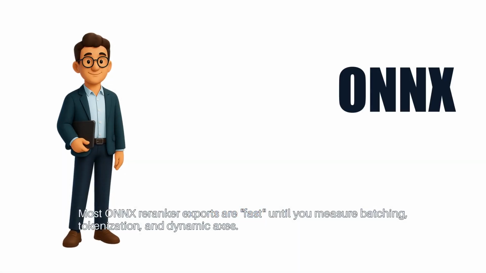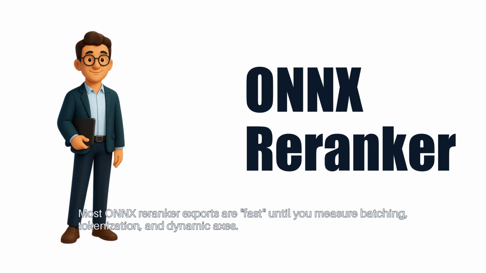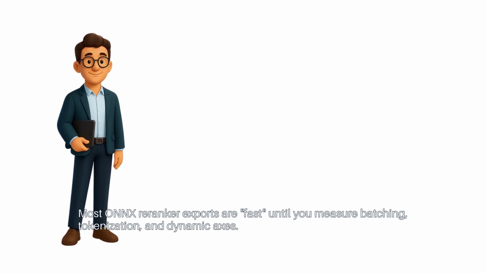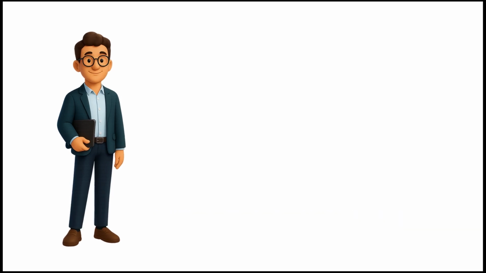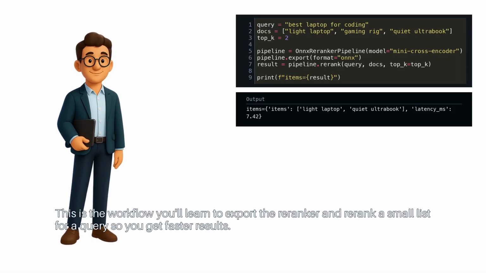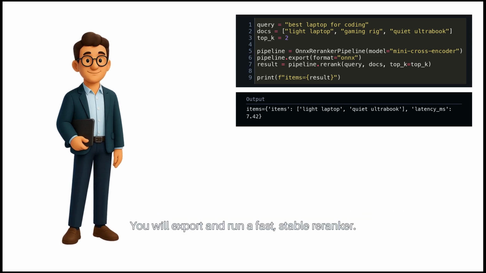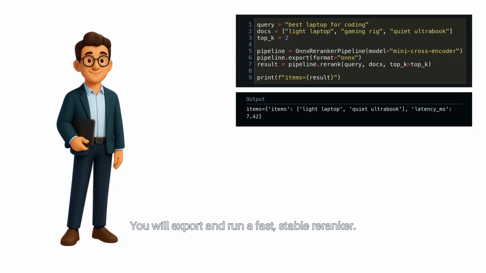Most ONNX reranker exports are fast until you measure batching, tokenization, and dynamic axes. This is the workflow you'll learn: export the reranker and re-rank a small list for a query, so you get faster results. You will export and run a fast, stable reranker.